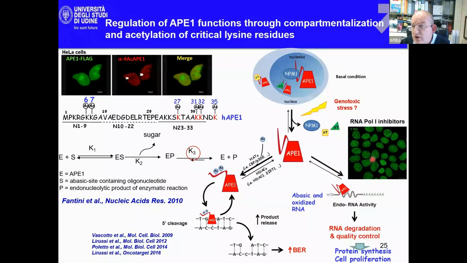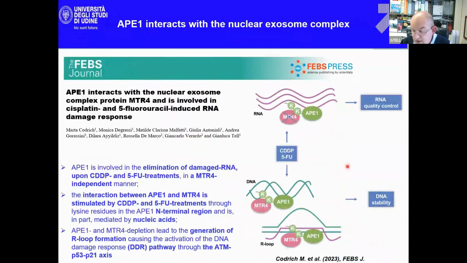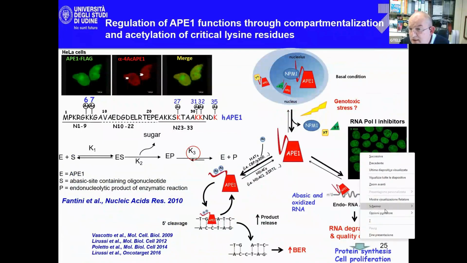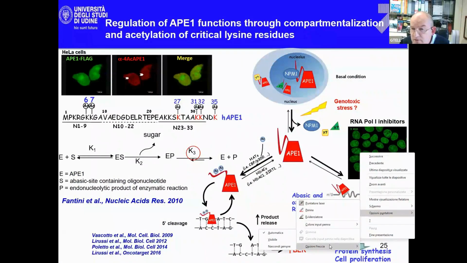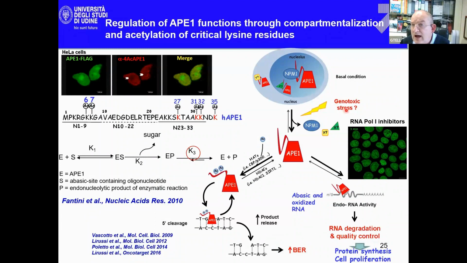This accumulation of the protein in the nucleolus depends strictly on the active transcription of ribosomal RNA genes, as shown in this movie. Unfortunately, it doesn't work, but you can see that if you treat the cells with the Pol I inhibitor, you have a significant relocalization of the protein from the nucleolus to the nucleoplasm. Therefore, this active retention of the protein in the nucleoli depends on active transcription of ribosomal genes.